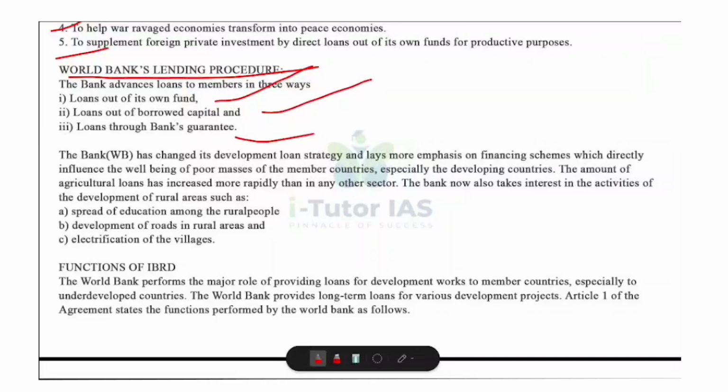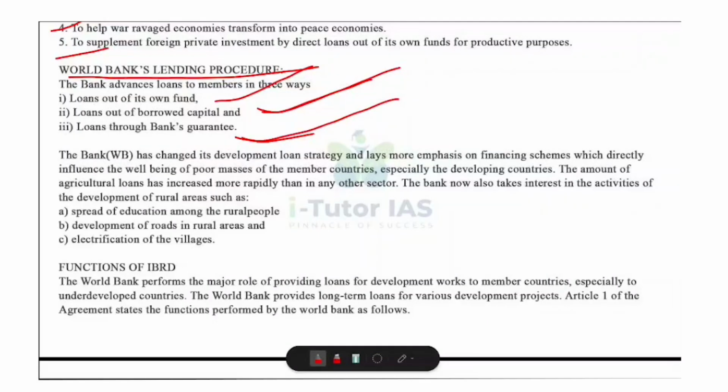Loan out of its own fund. The bank uses its own capital to provide loans directly to member countries for development projects. Now, loans out of borrowed capital. The bank borrows funds from international market or investors and lends them to member countries at reasonable terms. And the last one, loans through bank's guarantee. The bank guarantees loans taken by countries or private investors, which reduces the risk for lenders and encourages investment.